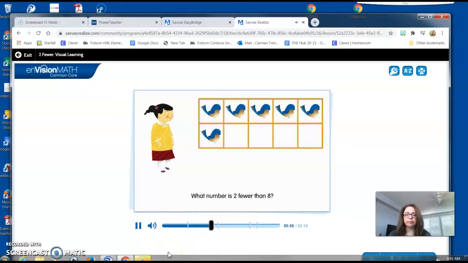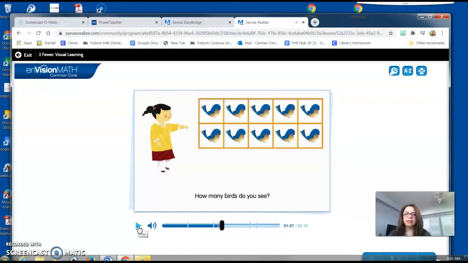What number is 2 fewer than 8? So we just said it. So we had 8 and we removed 2 of them. That's 2 fewer than 8. So that would be 1, 2, 3, 4, 5, and 6. 6 is 2 fewer than 8. How many birds do you see?